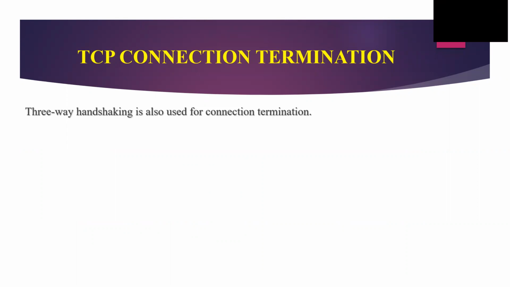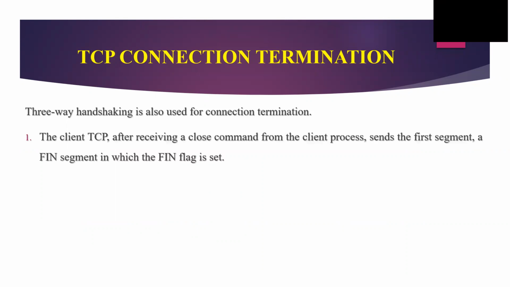So again, we have to use the three-way handshaking. The three-way handshaking is also used for connection termination. In the first step, the client TCP, after receiving a close command from the client process, sends the first segment, a FIN segment in which the FIN flag is set. If you want to establish a connection, the flag setting is SYN. If you want to close the connection, the flag is FIN.